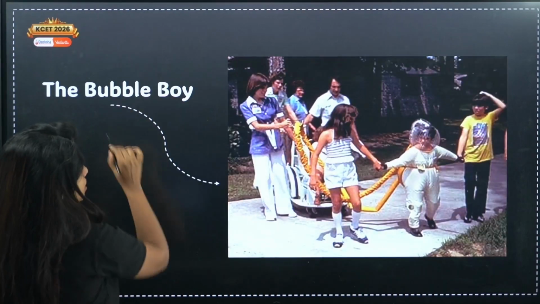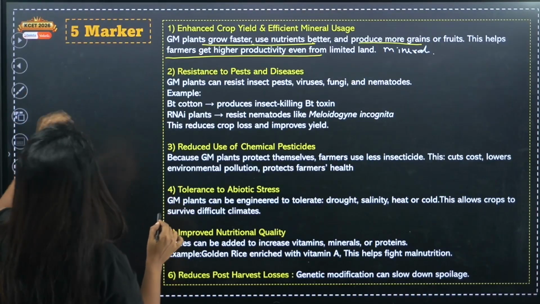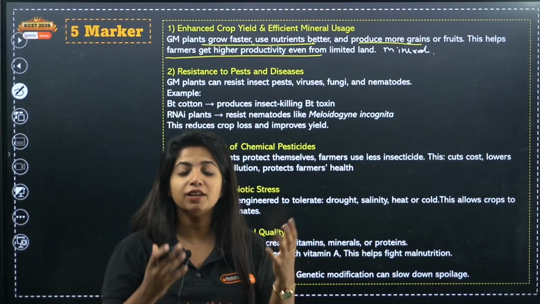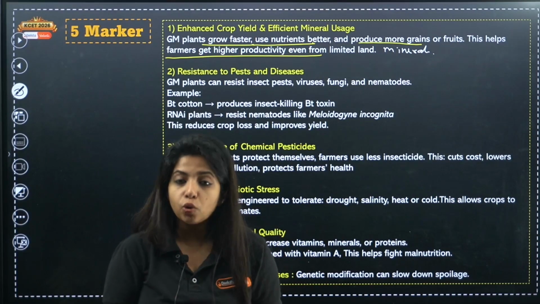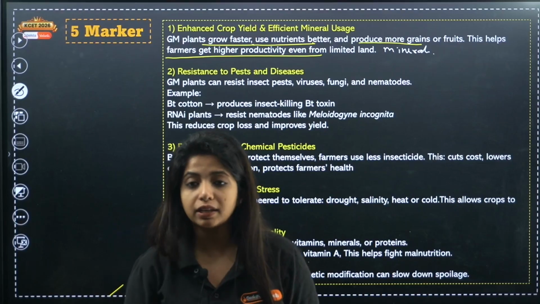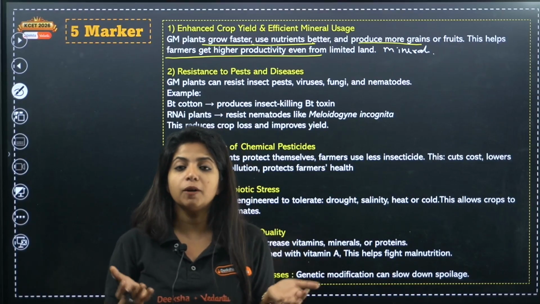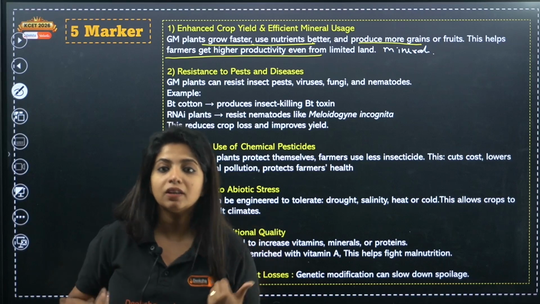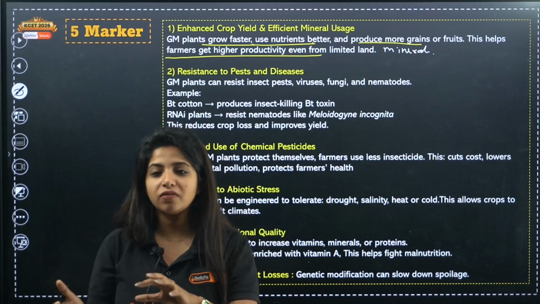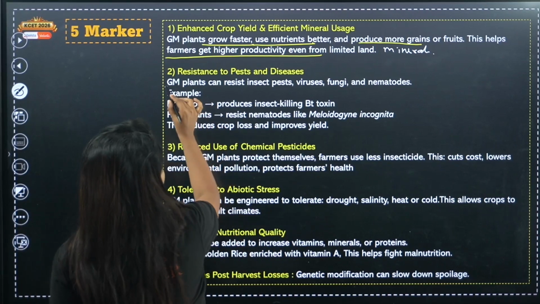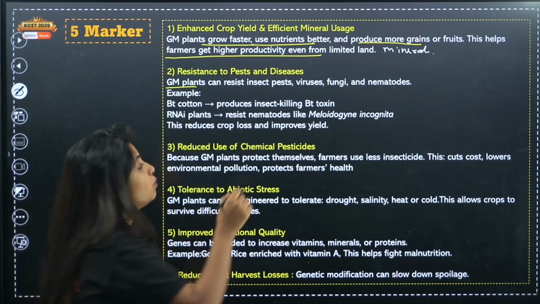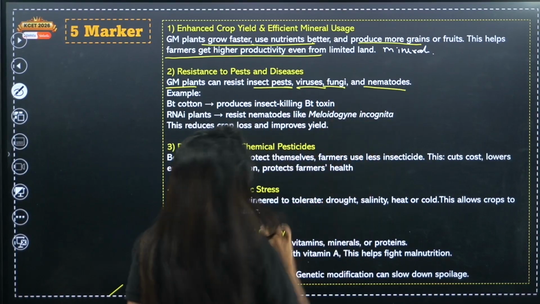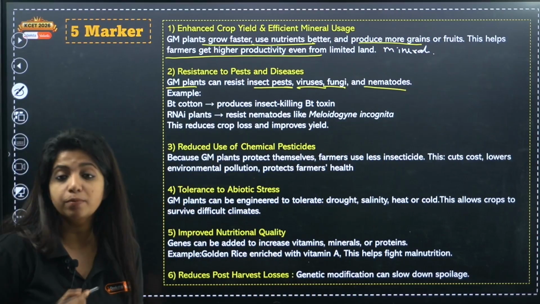Second is resistance. Resistance to what? Pests and diseases. Now think, I'm a farmer and I'm investing a lot of money into buying a plant and growing it, providing manure and fertilizers. If this plant dies of some pest, obviously I will be in great loss. Now that can be prevented. How? Genetically modified plants are mostly pest resistant, virus resistant, fungi resistant, nematode resistant, and you have examples for it.